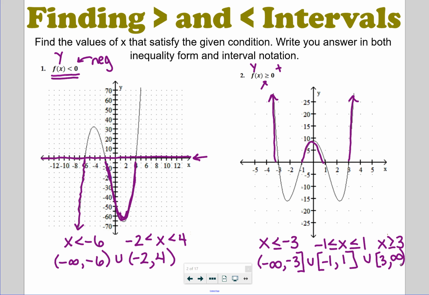I personally prefer the interval notation. I think it looks a little bit cleaner than all the inequality signs, but you can also do that as well. Sometimes you'll even see the word "and" or "or" show up between these if you see it written out.